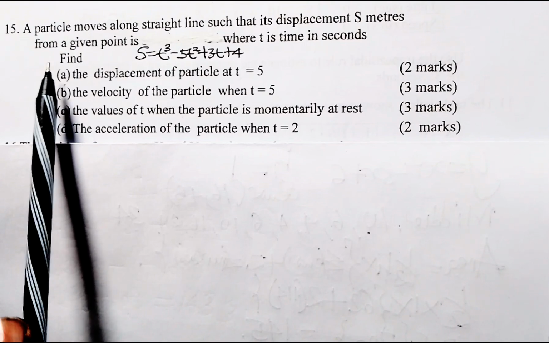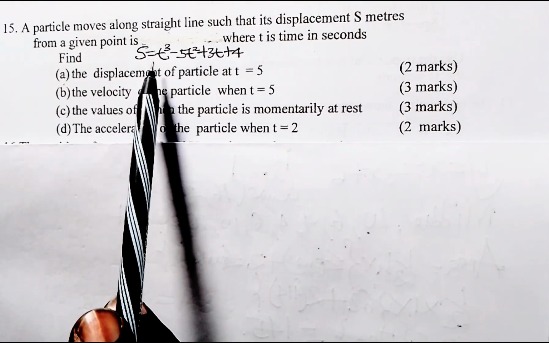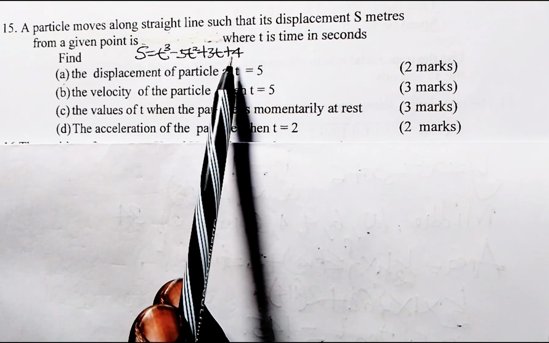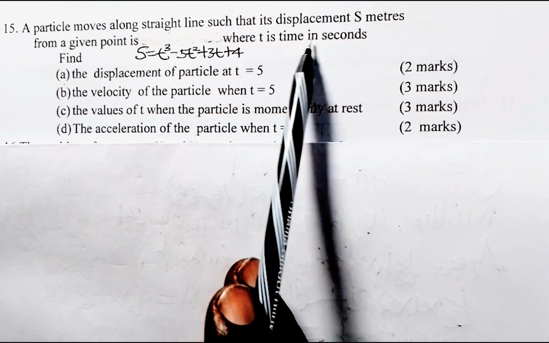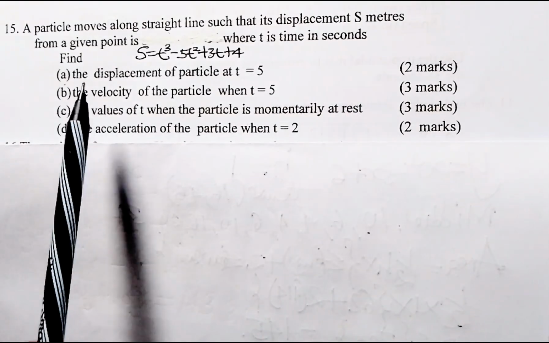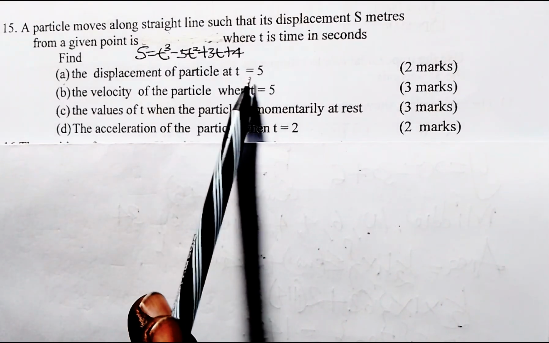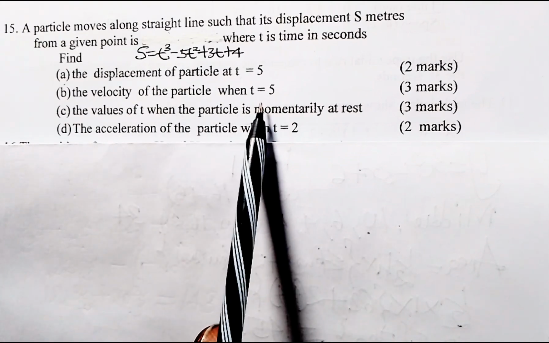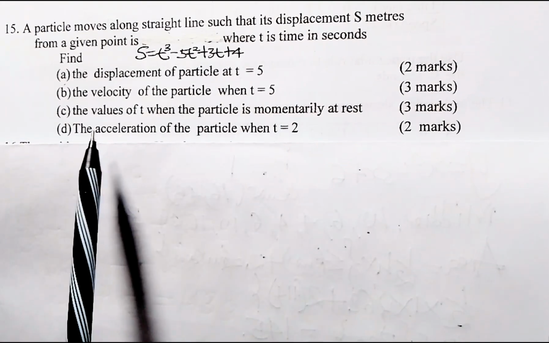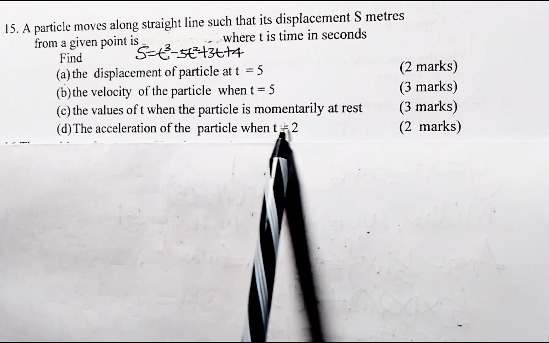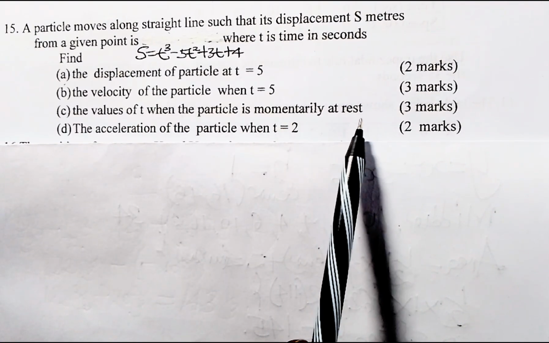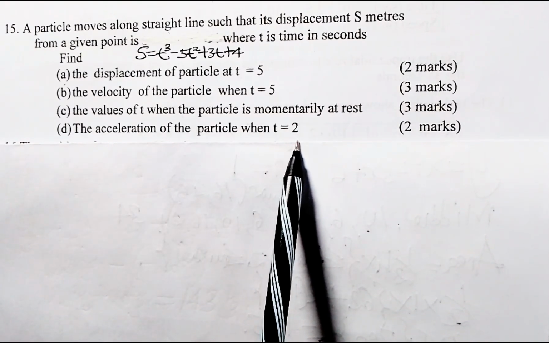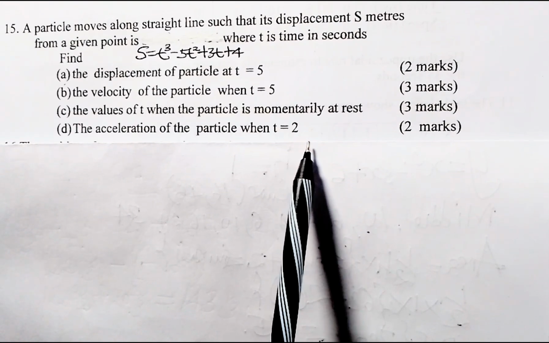meters from a given point is equal to t cubed minus 5t squared plus 3t plus 4, where t is time in seconds. Find A, the displacement of the particle at t equals 5, B, the velocity of the particle when t equals 5, C, the value of t when the particle is momentarily at rest, and D, the acceleration of the particle when t is equal to 2 seconds.